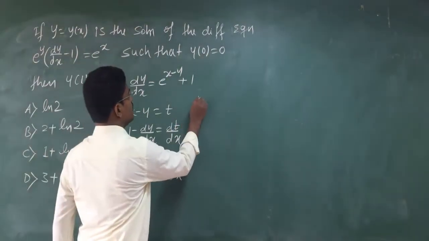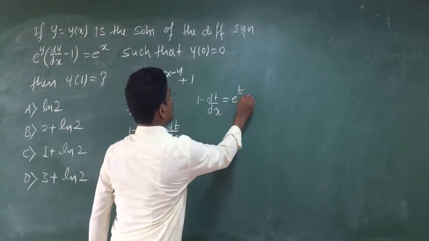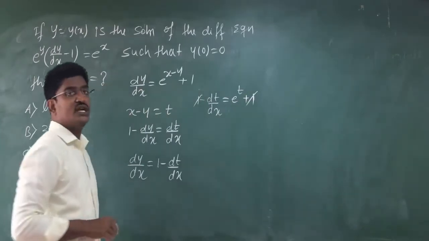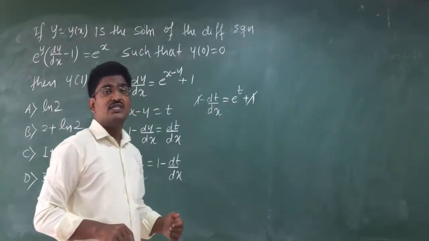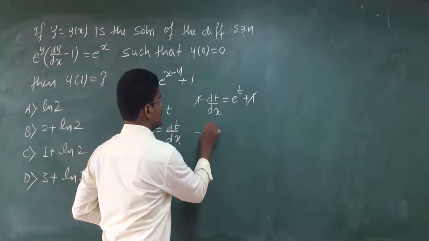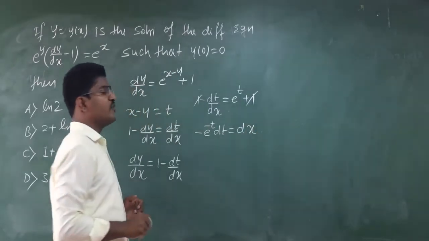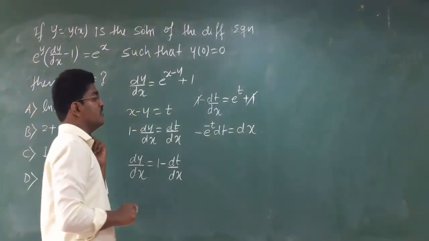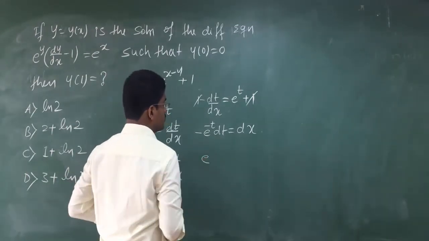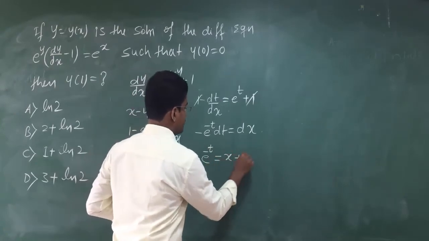So that is going to be 1 minus dt by dx equal to e to the power of t plus 1. So as you all know, these ones are cancelled. Dx will go on this side, e to the power of t will be coming on this side. It will be minus e to the power of minus t dt equal to dx. So if I make integration on both sides, what you are going to have? It will be e to the power of minus t equal to x plus c.